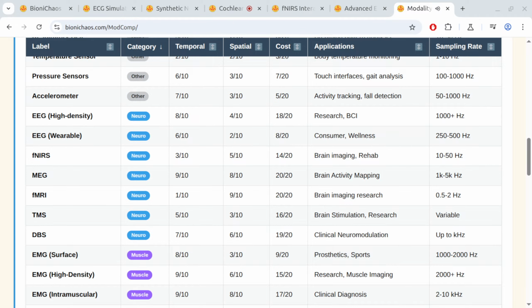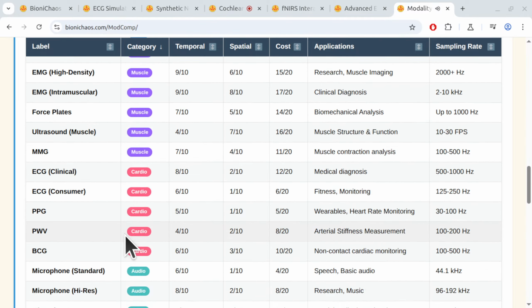Oh, absolutely. Take video cameras. You've got your basic webcam, 3 temporal, 3 spatial, 4 cost, basic tracking. Then you jump to a high-end 4K camera, maybe 5 temporal, 8 spatial, 16 cost. Much better detail for motion capture research. Okay, slower frame rate, but way more pixels.